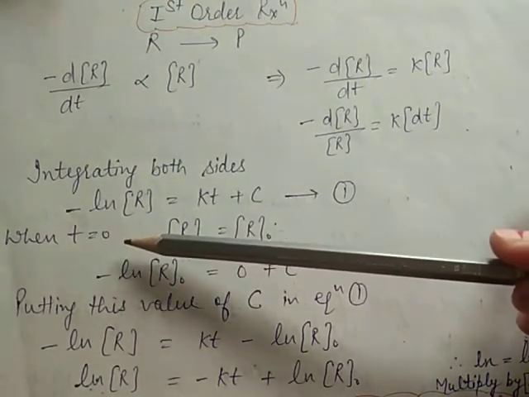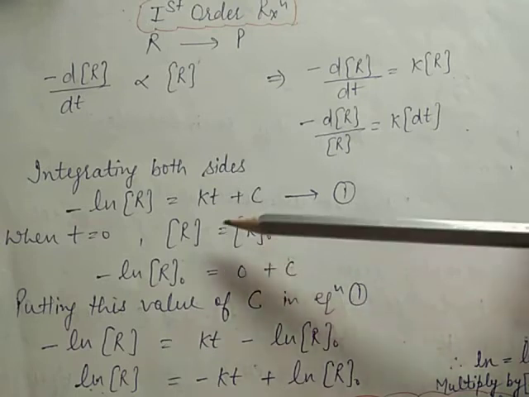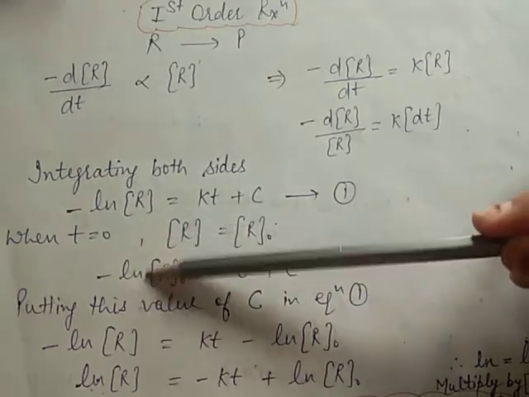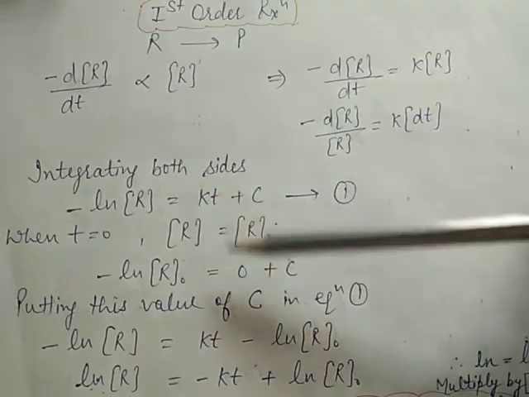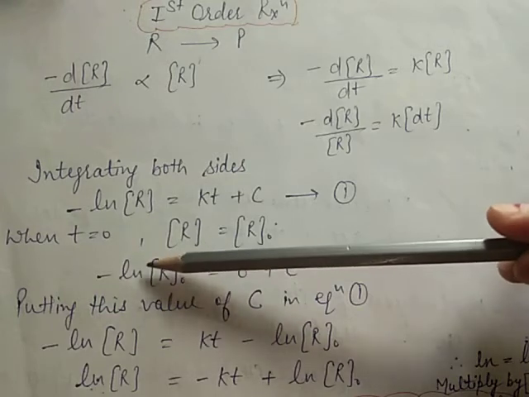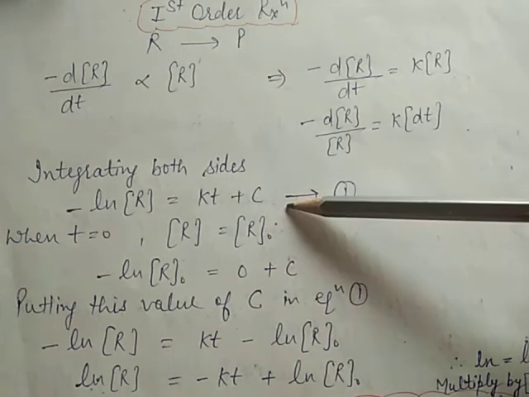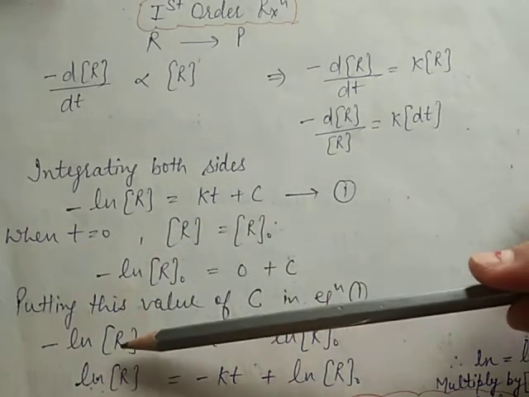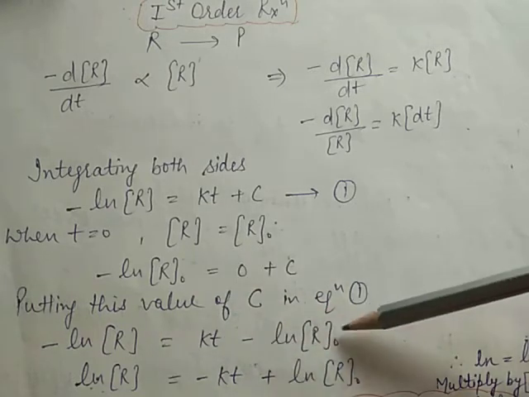Now when t is equal to 0, then R becomes R naught. Putting this value in equation number 1, minus ln R naught is equal to, if t is 0, kt also becomes 0, then 0 plus c. Here the value of c is minus ln R naught. Putting the value of c in equation number 1, minus ln R is equal to kt minus ln R naught.